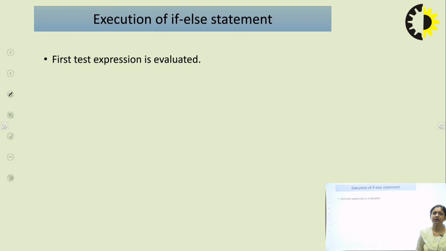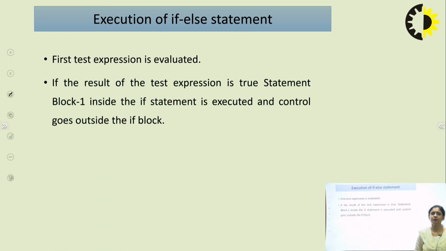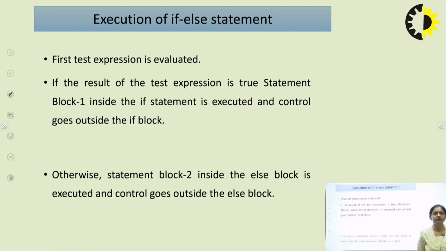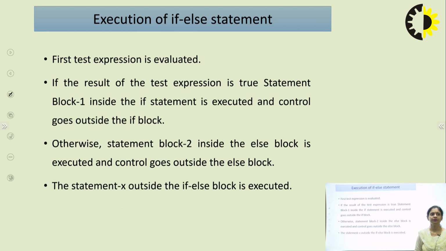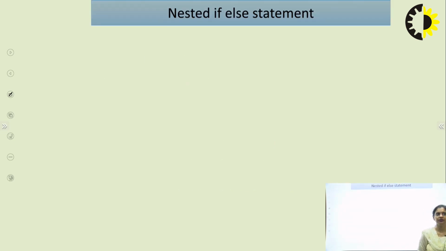So, execution of the if else statement. First, the test expression is evaluated. If it is true, block 1, that is inside the if statement, will be executed and the control goes outside the block. Otherwise, if the condition is false, block 2 will be executed, that is available inside the else block, and then the control goes outside the else block. After the if else block is executed, the control moves outside the if else and the statements that are available outside the if else block will be executed.